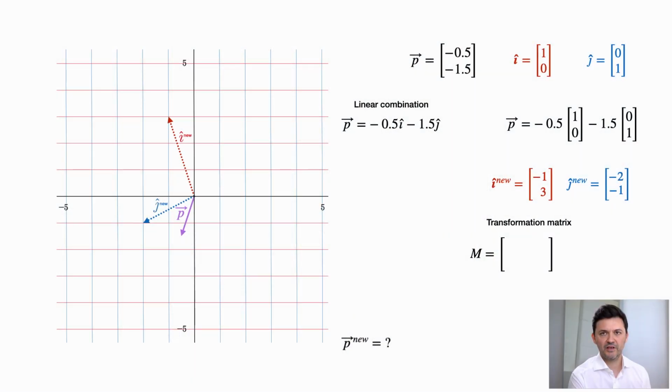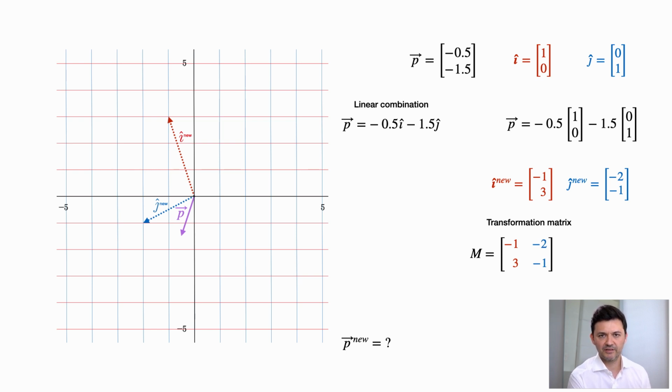What we need to do now is encode this linear transformation within a transformation matrix. To do that, we take i hat new and place it into the first column of our matrix, and then we take j hat new and place it as the second column of our transformation matrix.